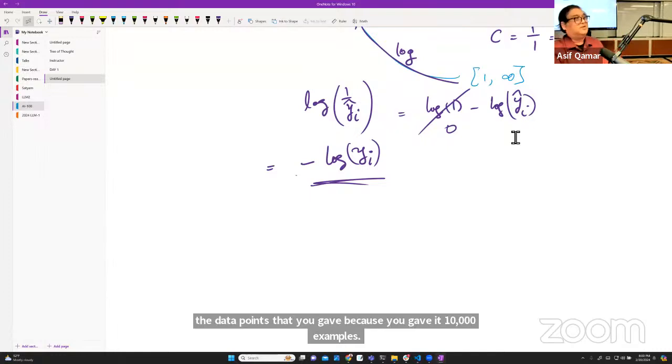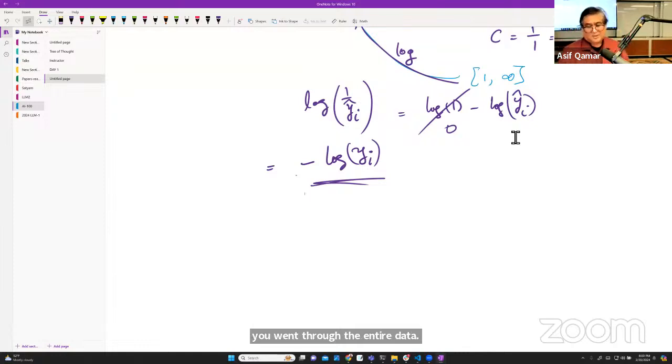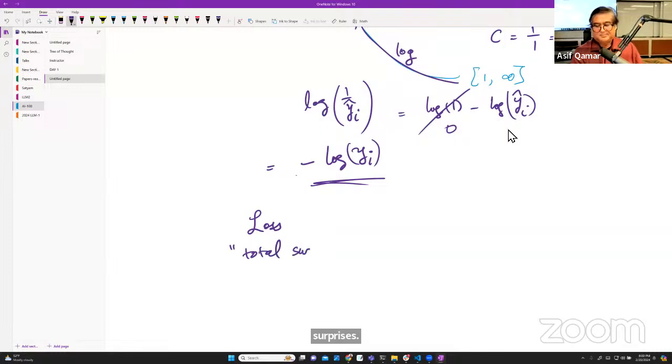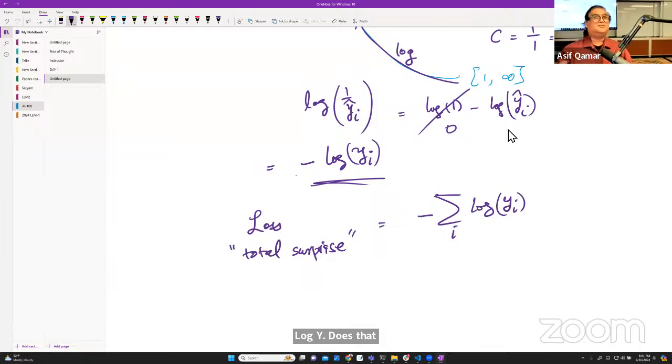So guys, get this thing. You go through the data, one complete step. Let's say in the beginning, you went through the entire data. When you have gone through an entire data, you would have accumulated the loss, the total loss or total surprises. People use the word loss, but in our intuitive language, total surprise or accumulated surprise would be log yi. Does that seem reasonable? Guys, have I said anything that's totally not dead obvious?